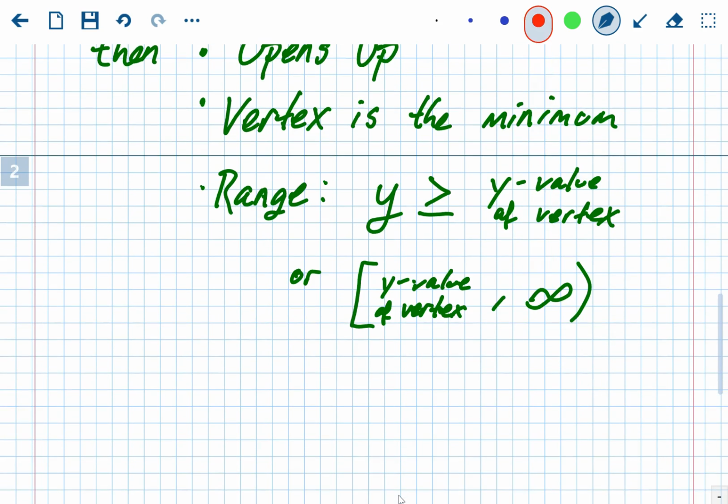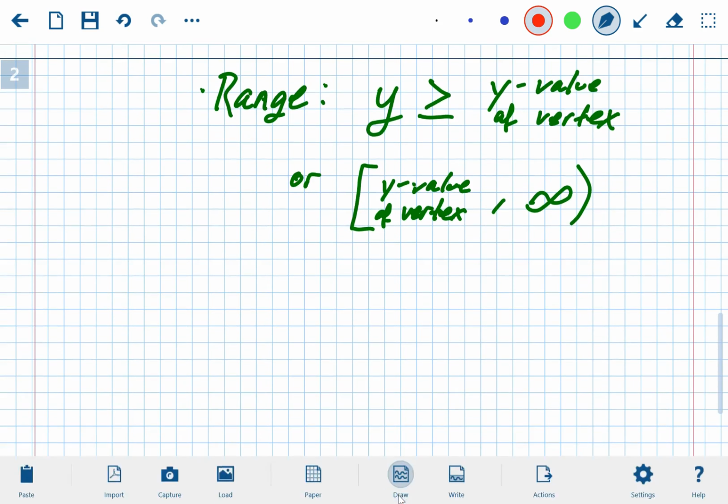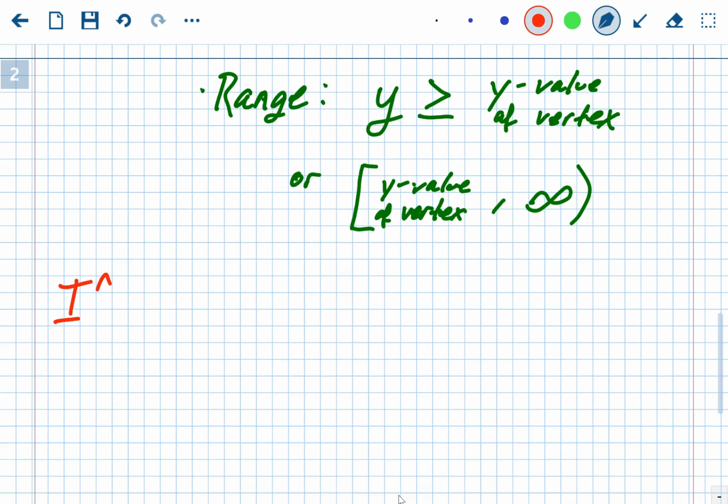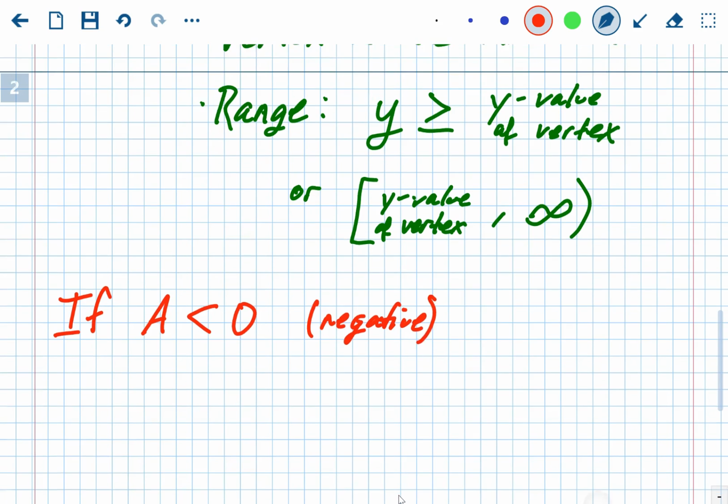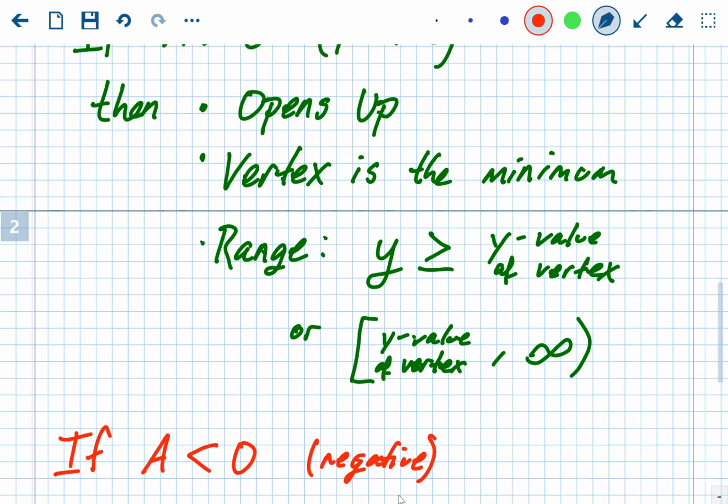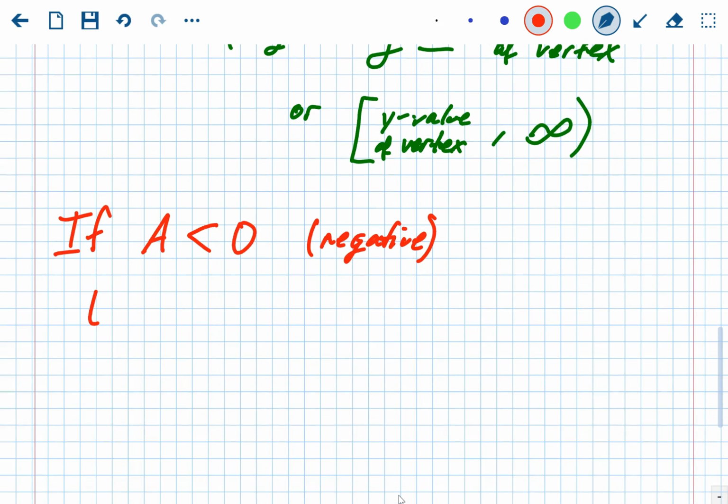All right, and then real quick, obviously, if it's negative, the opposite's true for all these. Okay, so if a is less than 0, meaning it's negative, then your parabola is going to open down. Your vertex is going to be the maximum.